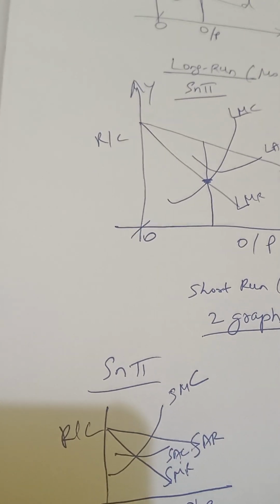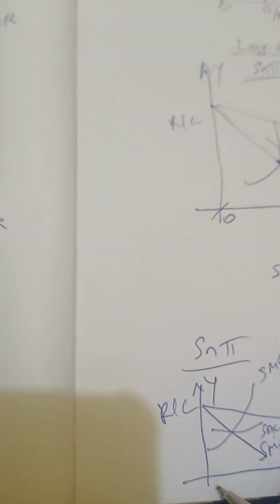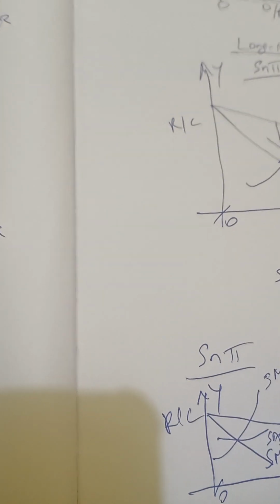So essentially, these are the main points regarding monopoly and perfect competition.